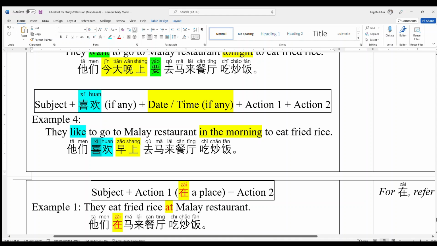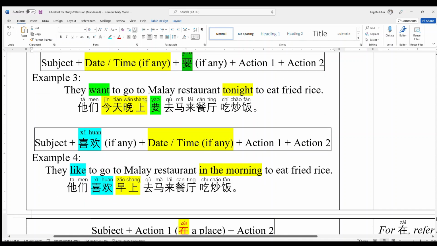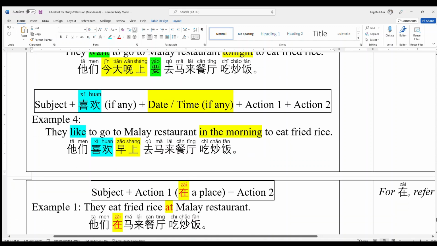So like must be spoken first before the date or time. So this one is a little bit different from just now. How do you use the word yao? This one is put before the date and time. They like to go to Malay restaurant in the morning to eat fried rice. 他们喜欢早上去马来餐厅吃炒饭.